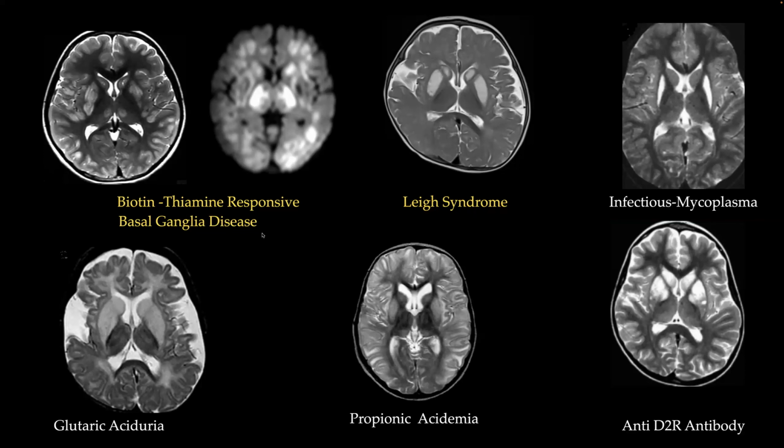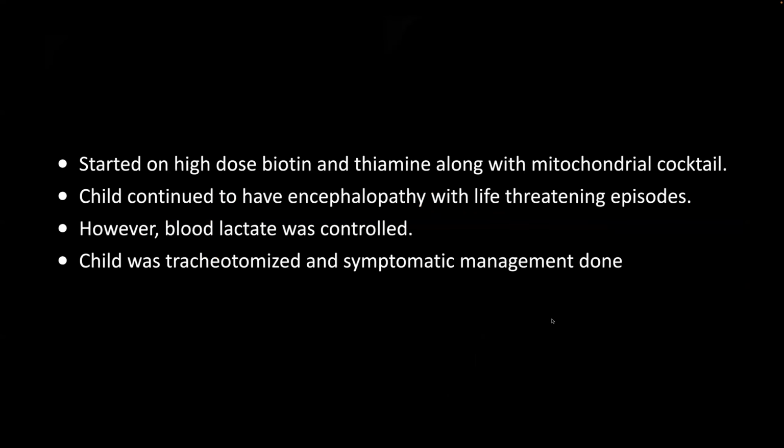Since there's no widening of the Sylvian fissure, glutaric aciduria was ruled out, and the clinical picture did not fit any infectious pathology. So the patient was put on a high dose of biotin thiamine, along with a mitochondrial cocktail, but the encephalopathy continued with life-threatening episodes. The child's blood lactate was controlled, and the child was tracheostomized and managed symptomatically.